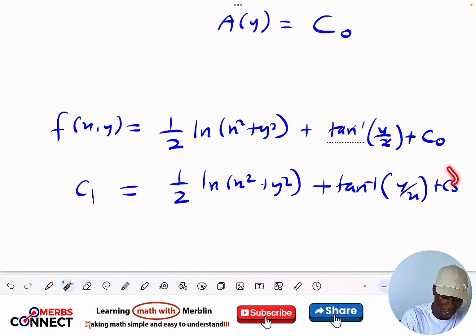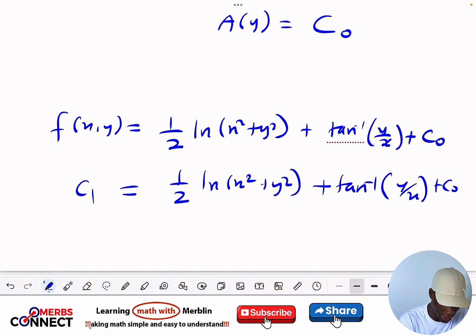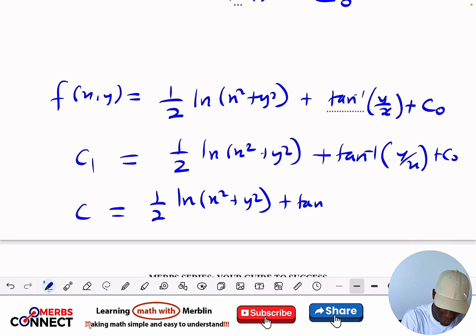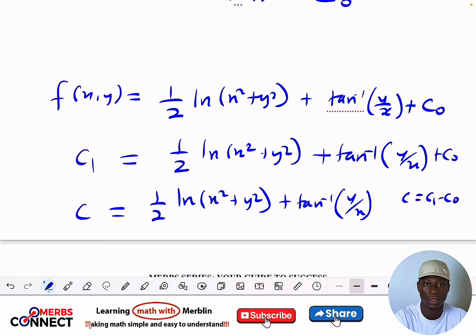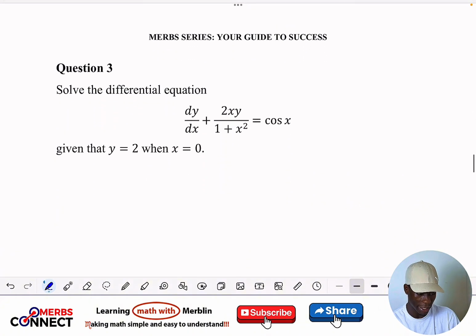Then I'll move the c naught to this side. So I'm going to have c1 minus c naught, and a constant minus a constant is the same constant. So I'm going to write this as c is equal to 1 divided by 2 natural log of x squared plus y squared plus the tan inverse of y over x, where c is equal to c1 minus c naught. So this is what we are going to get for our second question.